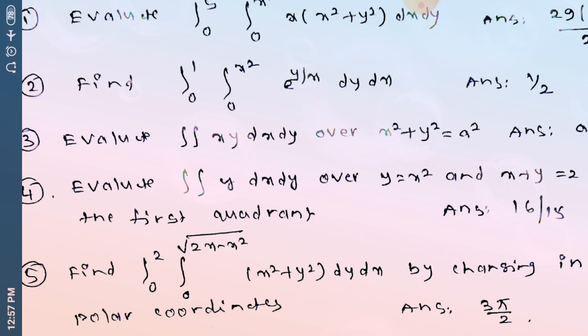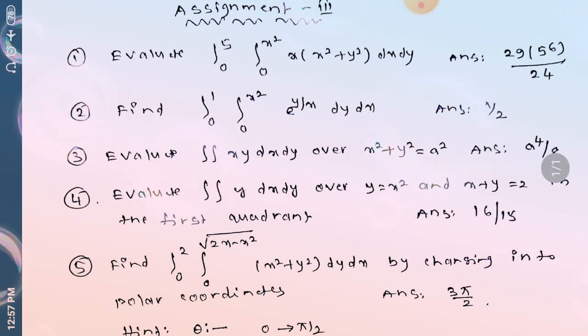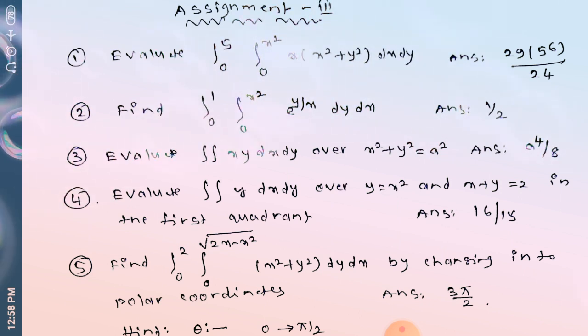If I take the first one, evaluate the double integral 0 to 5, 0 to x square, x into x square plus y square of dx dy. This is your problem. Whenever such a problem is given, you look at the limits of the integrals. One integral consists of real numbers 0 to 5, another integral is 0 to x square, so the second integral involves the variable x. So automatically you can say these limits correspond to the variable y. The first integral is the x integral, the second is the y integral.